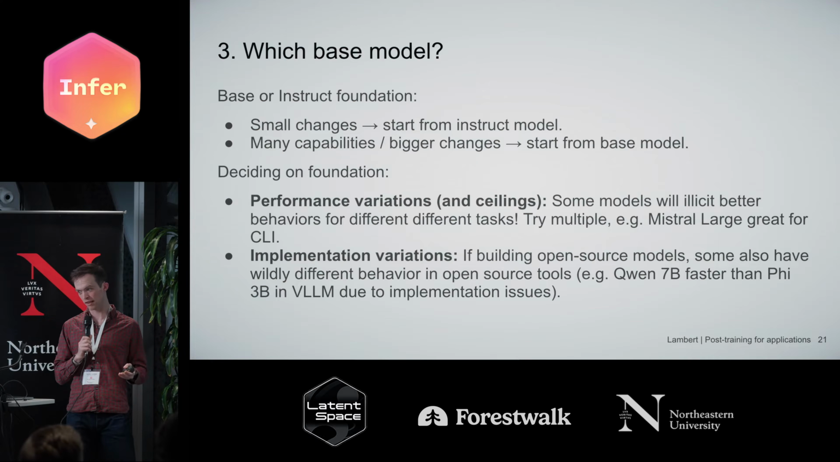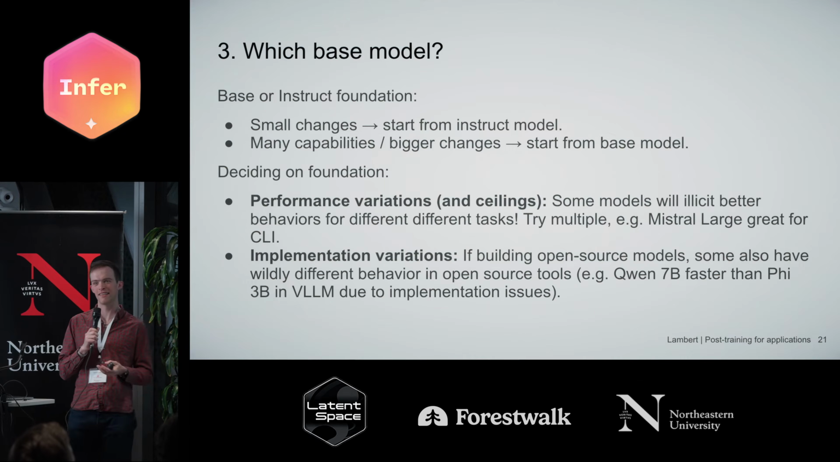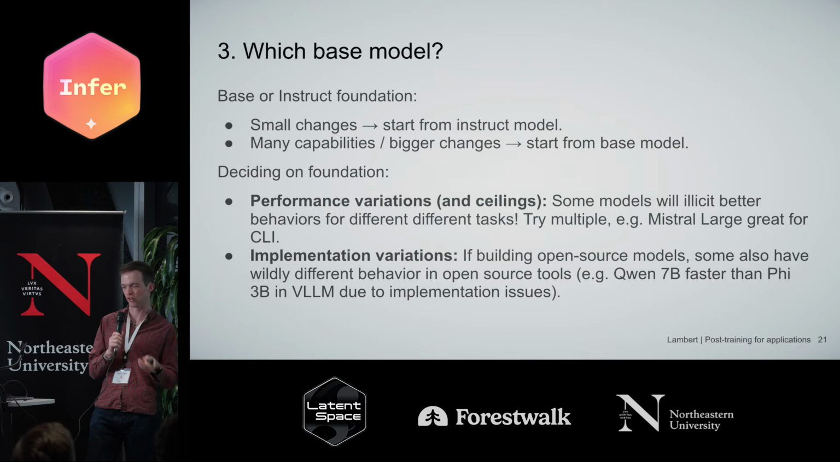This is on performance. If you're doing open source infrastructure, there's also variance on raw performance, computational efficiency, bugginess, etc. My friends in the back were trying to use a Phi model, 3 billion parameters, for some data processing, and it turned out that its VLM implementation was slower than the Qwen 7B model. And it's like, okay, you should just try things and don't assume that everything works exactly as it should. And there's a lot of variation here.